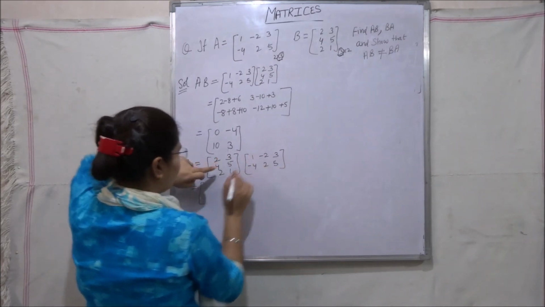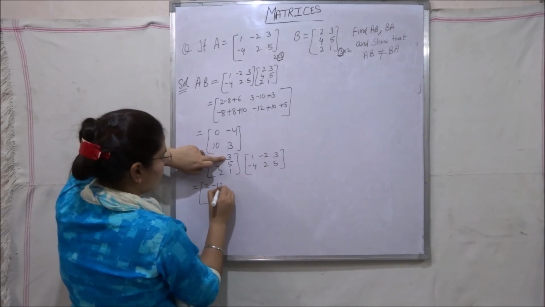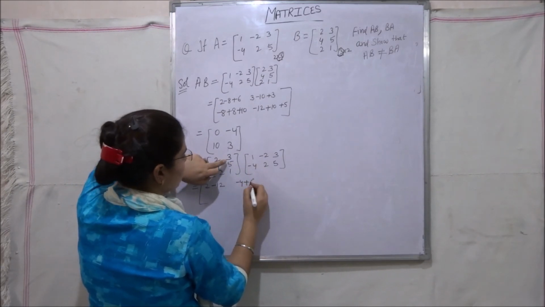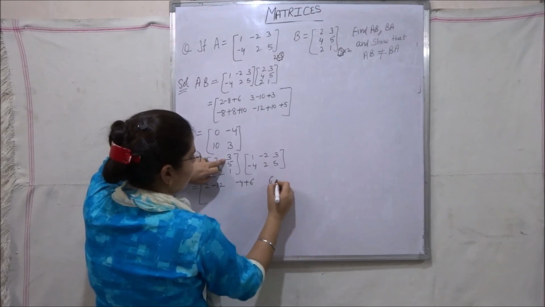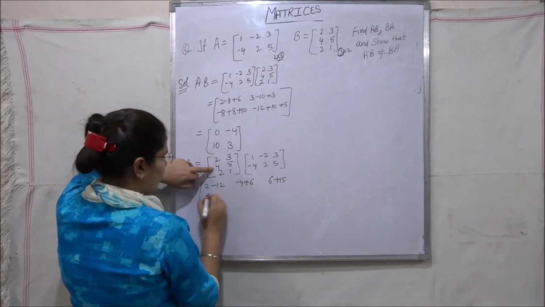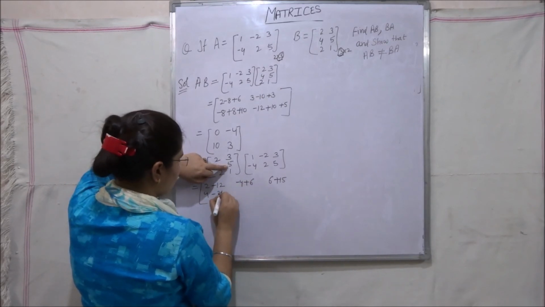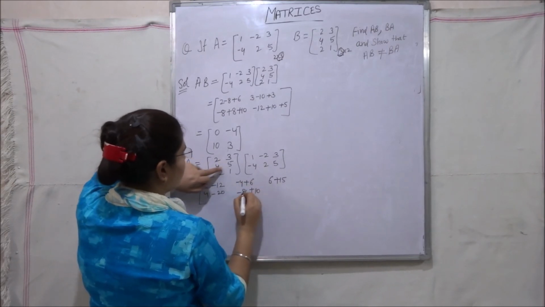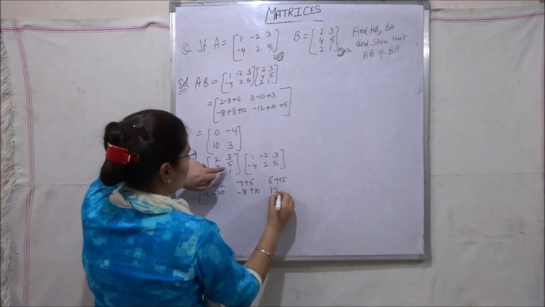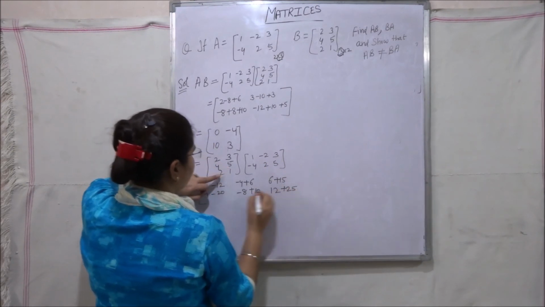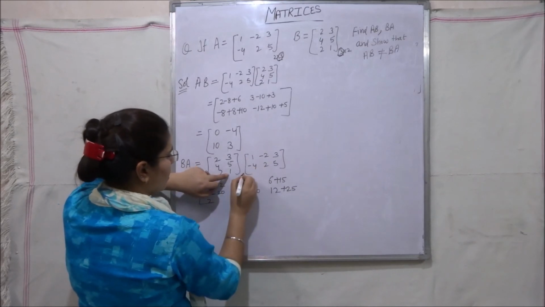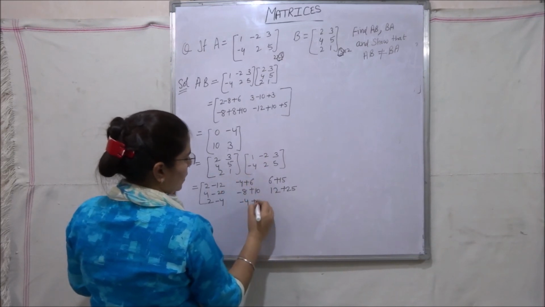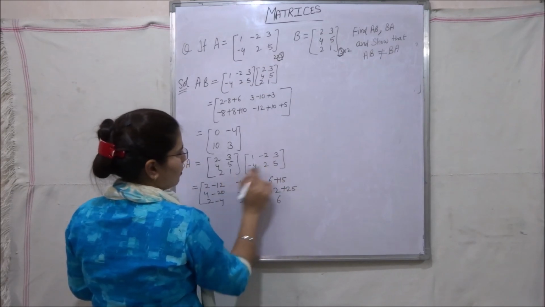2 multiplied by 1 is 2, 3 multiplied by minus 4 is minus 12, 2 multiplied by 2 is 4, 3 multiplied by 2 will be 6, 2 multiplied by 3 is 6, 3 multiplied by 5 is 15, 4 multiplied by 1 is 4, 5 multiplied by minus 4 is minus 20, 4 multiplied by 2 is 8, 5 multiplied by 2 will be 10, 4 multiplied by 3 is 12, 5 multiplied by 5 will be 25, 2 multiplied by 1 is 2, 1 multiplied by minus 4 is minus 4, 2 multiplied by 2 is 4, 1 multiplied by 2 will be 2, 2 multiplied by 3 will be 6, 1 multiplied by 5 will be 5.